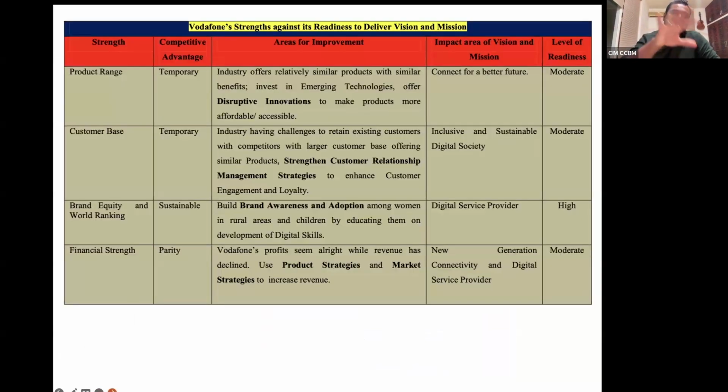Here's another student's work. This student has used a table. What are the strengths? And then it has gone into a comparative advantage. Is it a temporary, a partial comparative advantage, or is it a sustainable comparative advantage? What are the areas for improvement? And impact area on the vision and mission, and the level of readiness. I'll show you this answer.